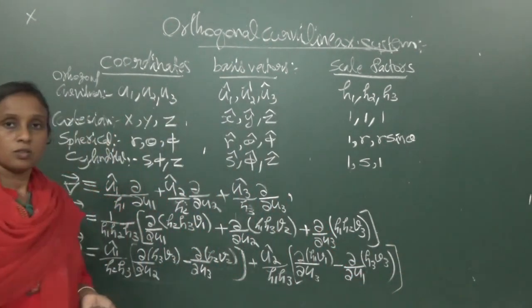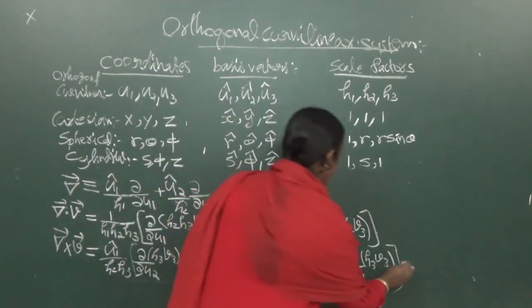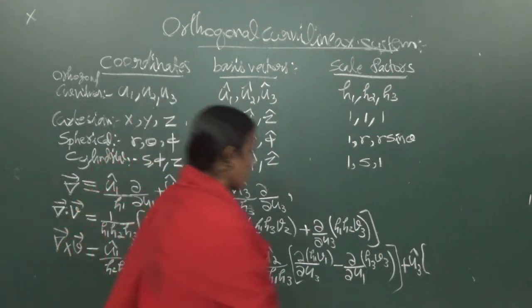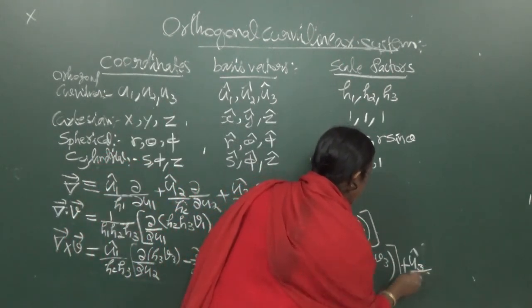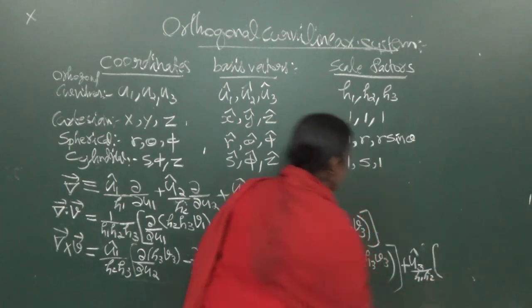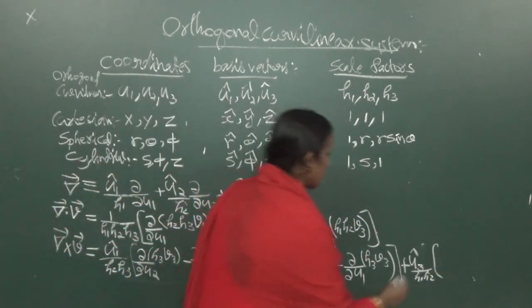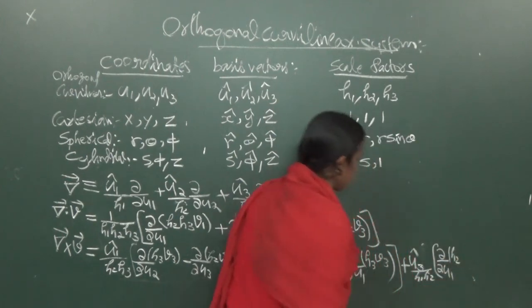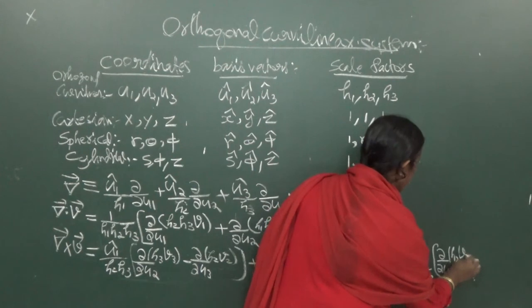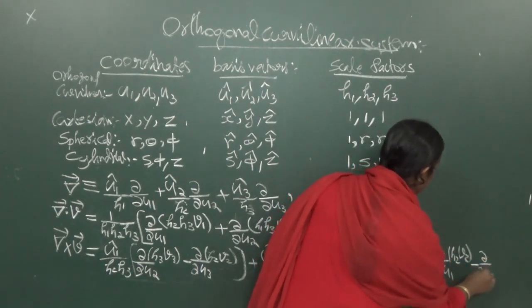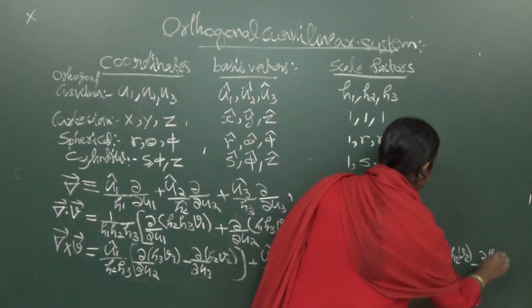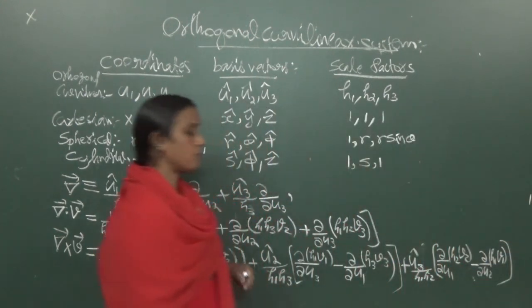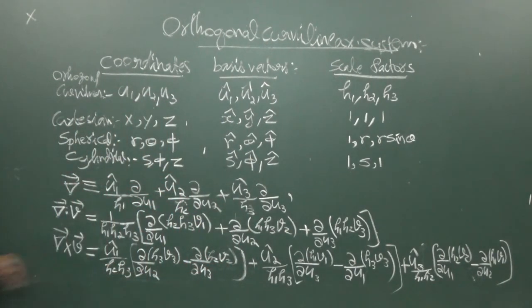Now u3 cap by h1, h2. Inside this, dou by dou u1 of h2 v2 minus dou by dou u2 of h1 v1. This is the expression for curl.